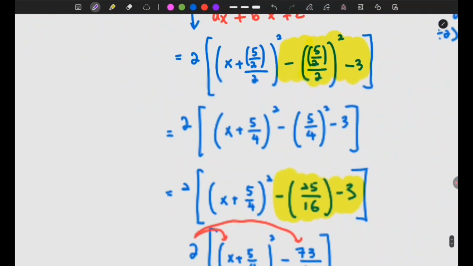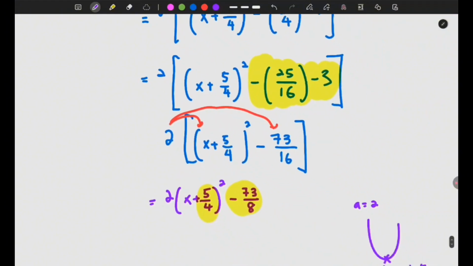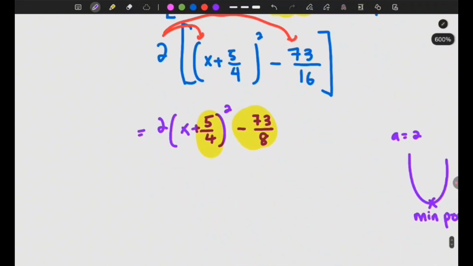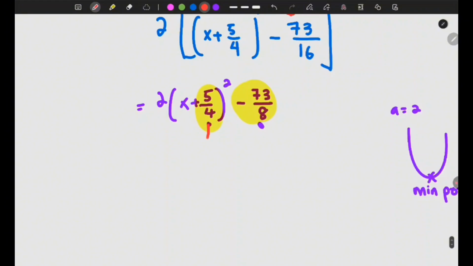These 5 over 4 will represent the axis of symmetry, which is the x value, and the negative 73 over 8 will represent the minimum or the maximum value. Look at your A. Whether it is a minimum or maximum depends on the A. If your A is negative, it should be a maximum.